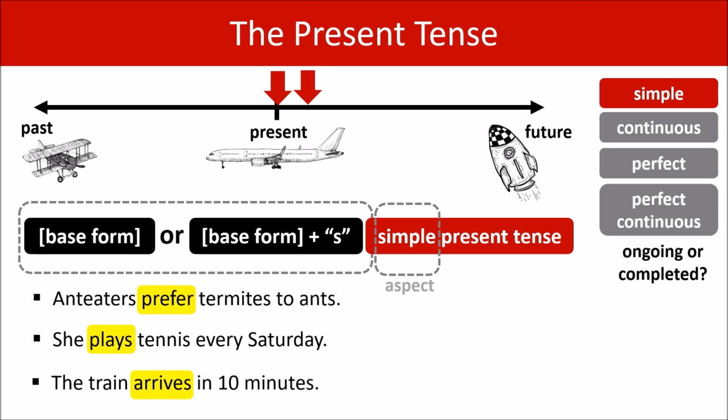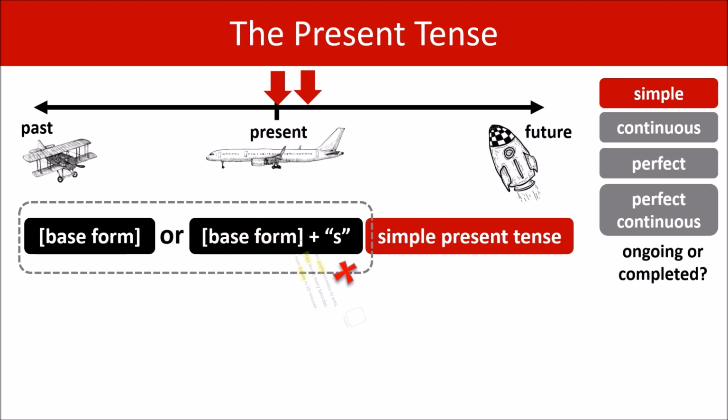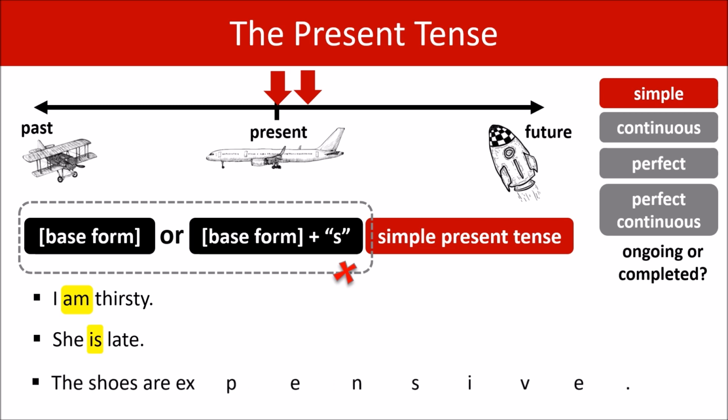The simple present tense is not always the base form or the base form plus s. And when I say the base form plus s, there are some spelling rules. Sometimes it's es, and those spelling rules are on the website. The verb to be in the present tense doesn't follow that format. Let's put up some examples. I am thirsty. She is late. The shoes are expensive. You can see here that the words highlighted in yellow, which are the verb to be in the present tense, do not follow the format that we've just covered.